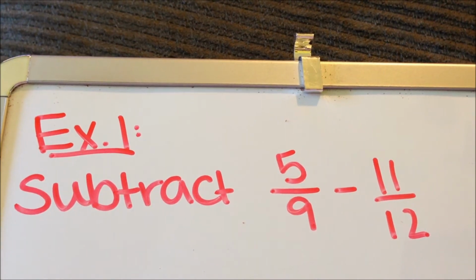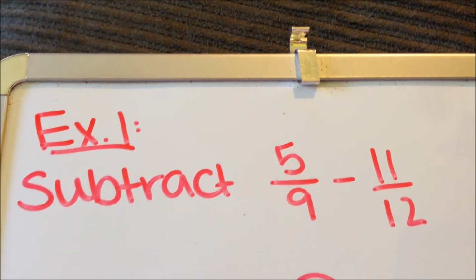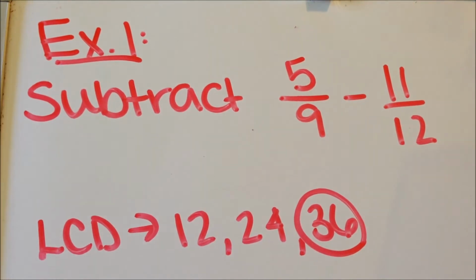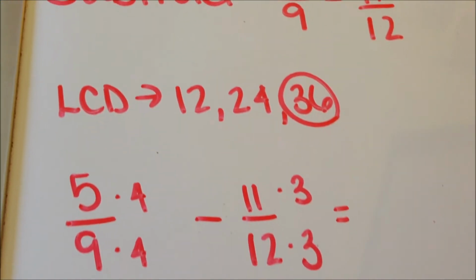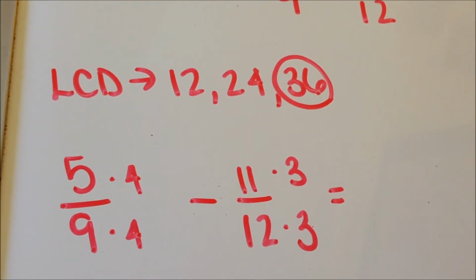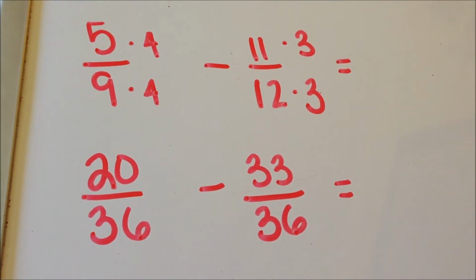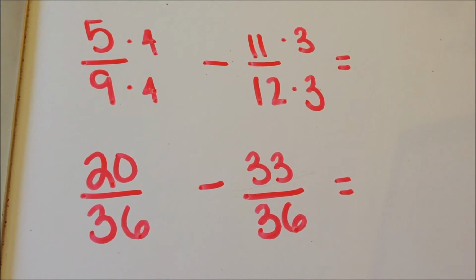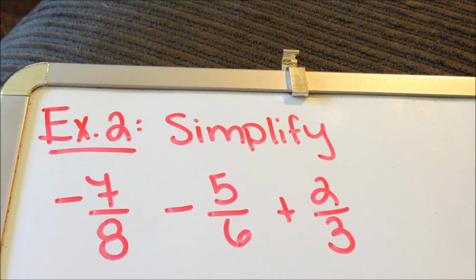Example 1, subtract the rational numbers 5/9 minus 11/12. Let's start by determining the LCD. It is 36. Next, let's write equivalent fractions with the common denominator 36. We end up with 20 over 36 minus 33 over 36. When we subtract, we end up with negative 13 over 36.